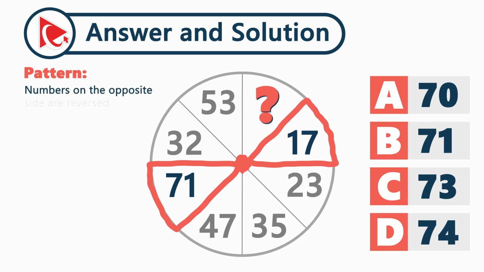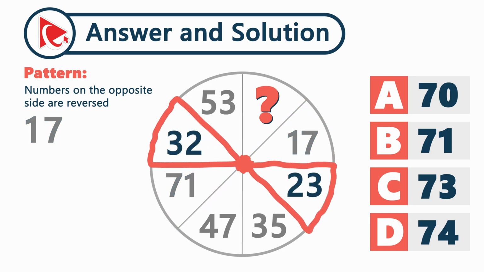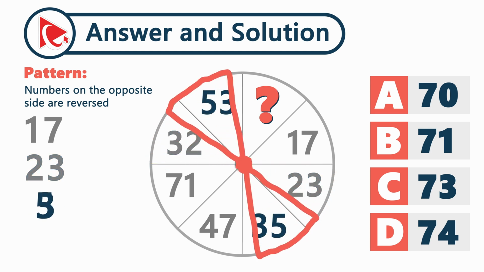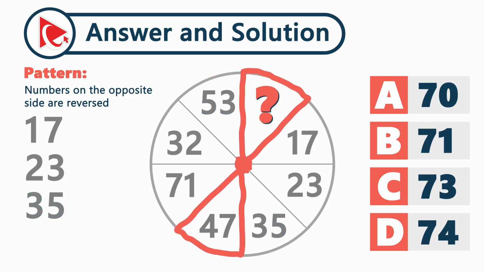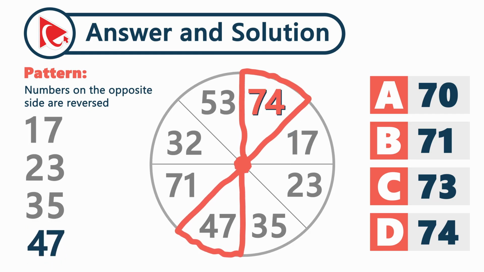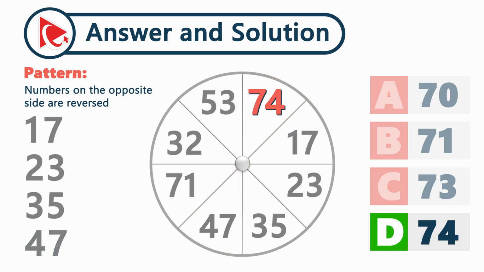Numbers on the opposite sides are reversed. 17 reversed is 71. Let's continue spinning our wheel of fortune. 23 reversed is 32. 35 reversed is 53. And you know what time it is now, right? It's the time for you to claim your prize. 47 reversed is 74. And the correct answer here is choice D, 74.